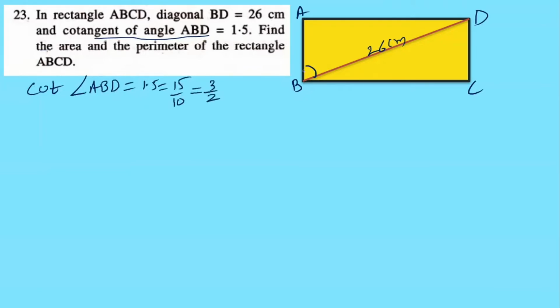5 3s and 5 2s are 15 and 10. So cot is adjacent upon opposite. So this becomes 3x, and this is your 2x.